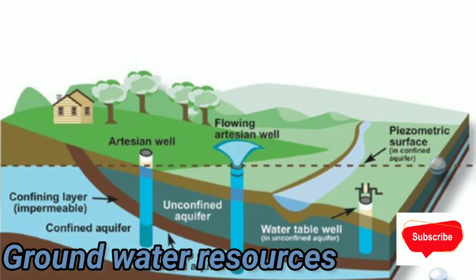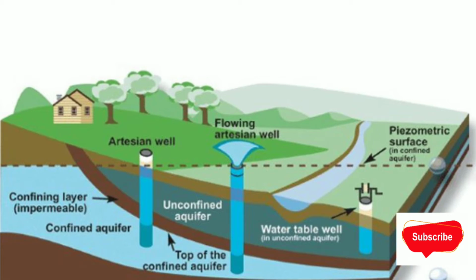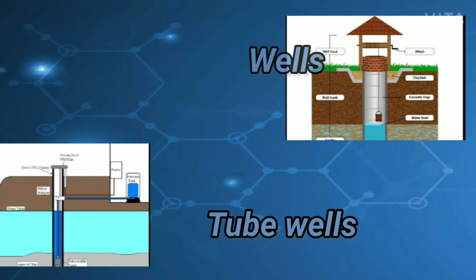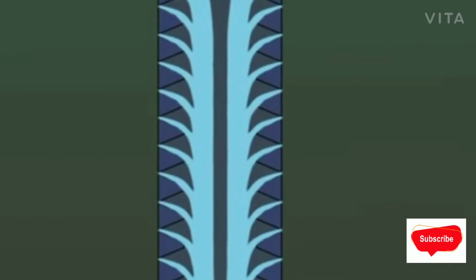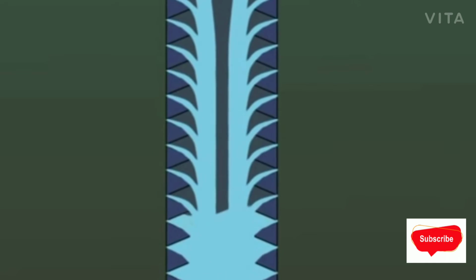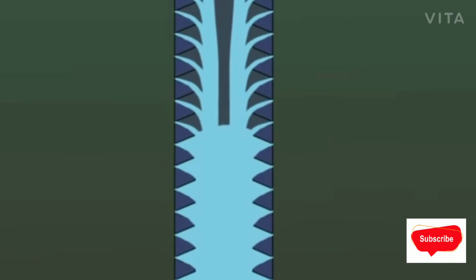So let us talk about groundwater resources. These are the sources which extract groundwater, like wells and tube wells, the water which is inside the earth's crust. They extract that water from wells, tube wells, etc.